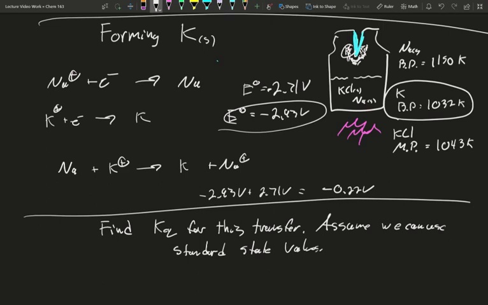So go ahead and pause. Try to use this info to solve the equilibrium constant for this reaction. How favorable is it to put that electron on potassium versus sodium? And then come on back.